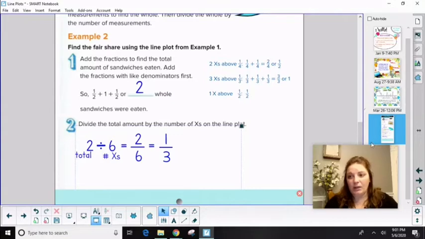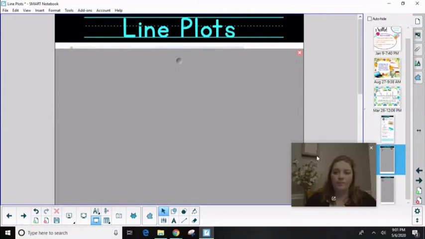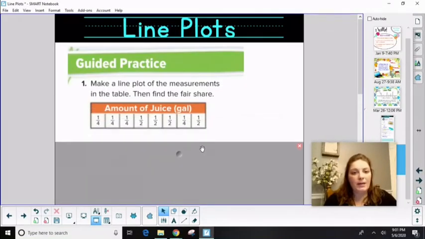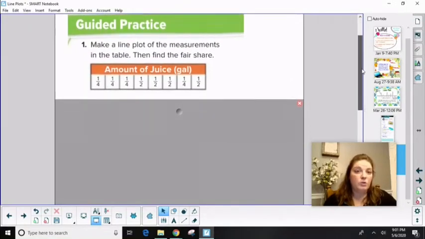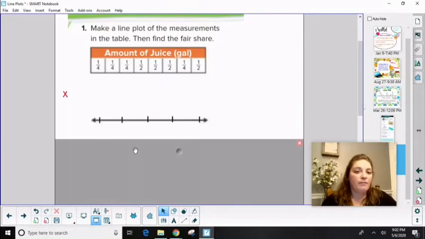All right, let's take a look at another example. We're going to make a line plot of the measurements and then find the fair share. So now we're looking at the amount of juice measured in gallons. They didn't give us a story to go with this, so it can be maybe the amount of juice that a family drank every day or whatever. But we do know it's measured in gallons. So let's make a line plot first.